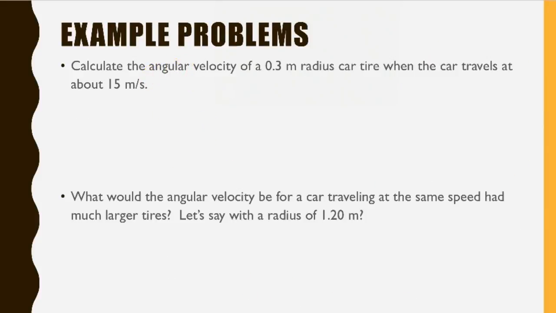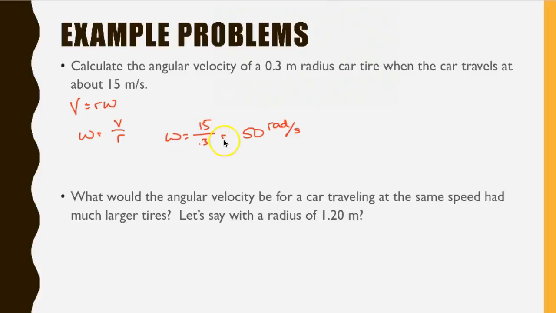We're going to calculate the angular velocity of a 0.3 meter radius car tire when the car travels at about 15 meters per second. So we just saw this relationship that the velocity of an object that's rolling without slipping is equal to r times omega, or we can write that as omega equals the velocity divided by the radius. Since we know those two quantities, we can say that omega equals 15 divided by 0.3, which should give me 50, and my units are going to be radians per second.